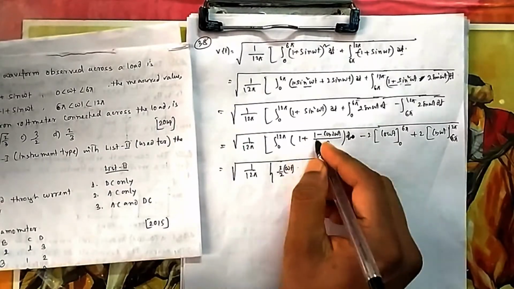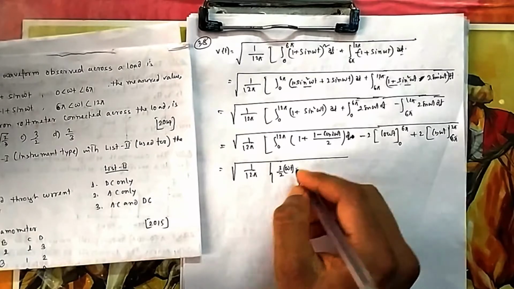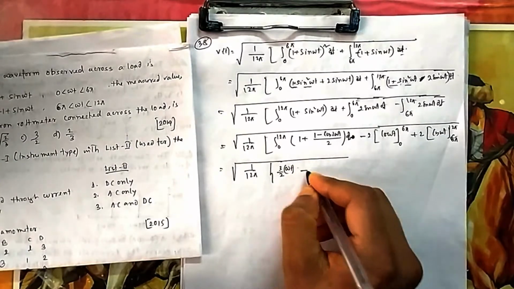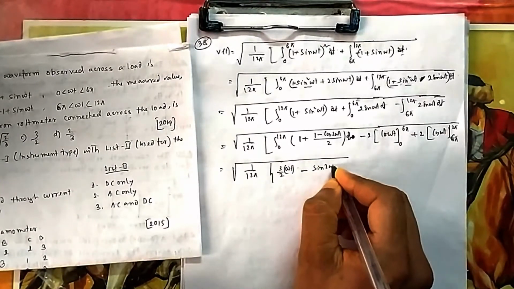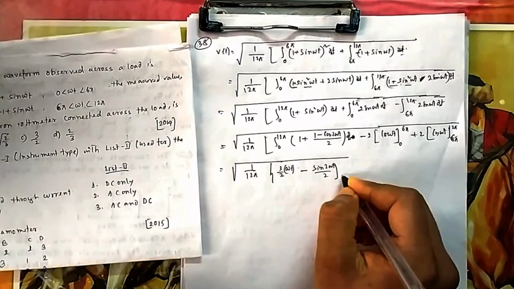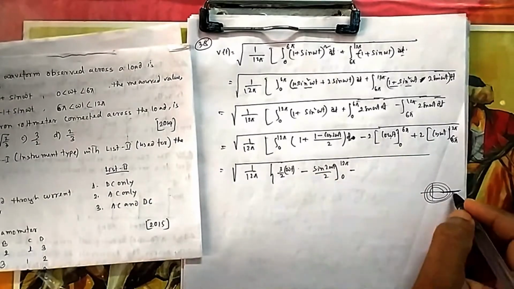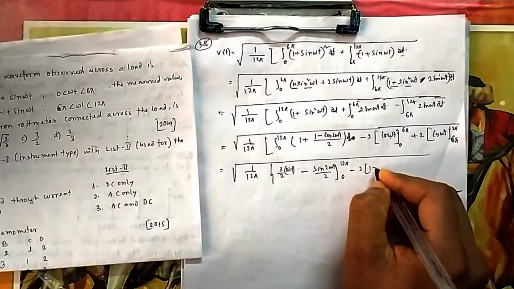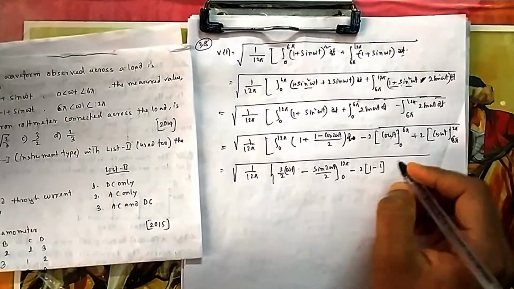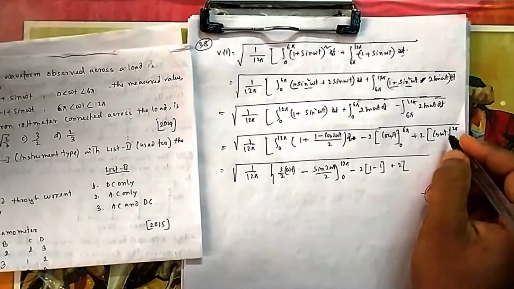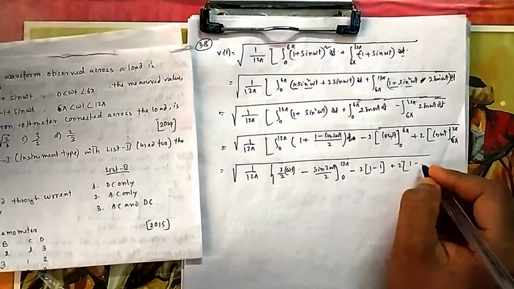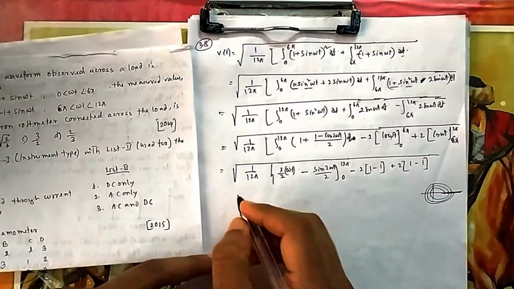So integration of 3 by 2 will be 3 by 2 into omega t, and then minus sin 2 omega t divided by 2, from 0 to 12 pi. Cos 6 pi is 1 and cos 0 is 1, so it is 0. So 1 minus 1. Here cos 12 pi is also 1, and cos 6 pi is also 1, so these two will become 0.